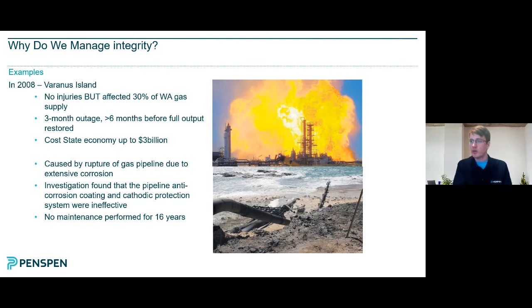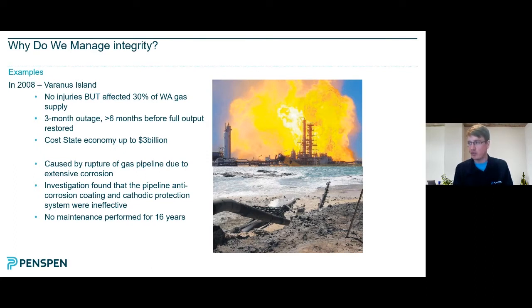Just a few examples quickly of what happens when we don't manage integrity. I'm not picking on anyone in particular. These are just some that fitted in quite neatly with the topic at hand. In 2008, on Varanus Island in Australia, there was a significant explosion and fire. Thankfully, no injuries, but it affected 30% of Western Australia's gas supply for up to 6 months. The cost to the state economy alone was $3 billion.